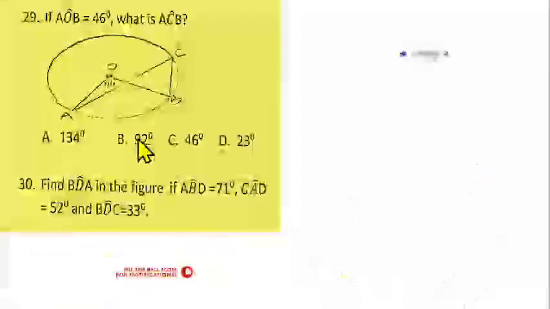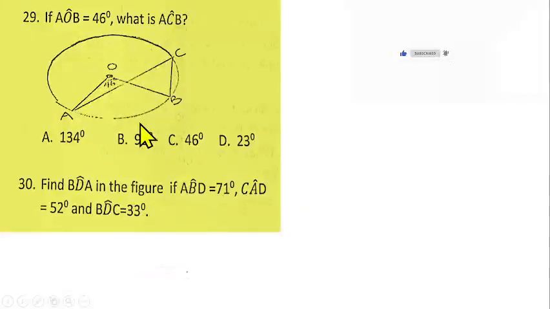Question number 29. If angle AOB is equal to 46 degrees, what is angle ACB? Of course, this question is from circle geometry. Angle AOB is 46 degrees. We have to find angle ACB, which is this angle here. And we know that angle ACB and angle AOB have a relationship. Angle at the center is twice the angle at the circumference. So that means angle ACB will be half of the angle at the center.